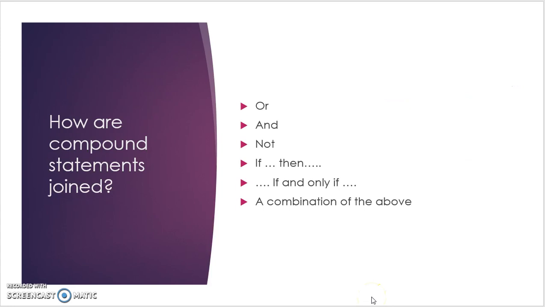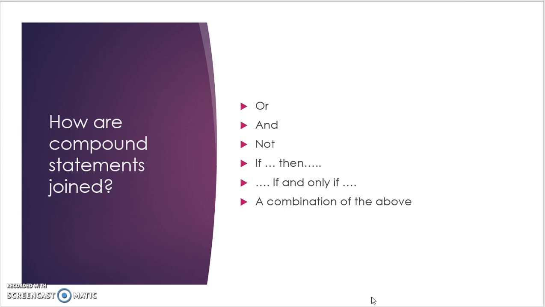So, what are the joiners that we use in compound statements? Or, as I've mentioned, says that one or the other is true. Maybe all of them are true, but at least one is true. If you put an and between 2 simple statements, you're saying both of them are true. You say not, you're saying what follows is false.